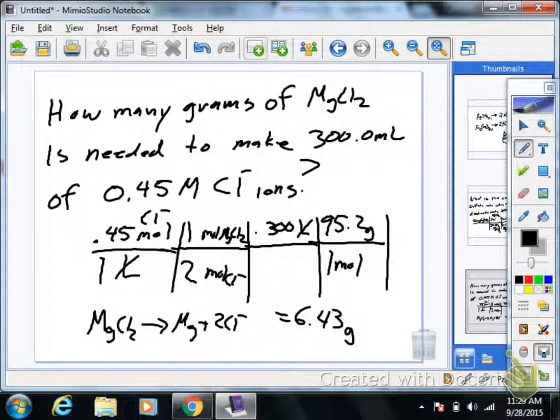You just mix it into water. What you do to mix this up right is you don't quite start with 300, you maybe start out with half that amount, so like 150. Then you put 6.43 grams in there, mix it all up so it's all dissolved, and then fill it up to the 300 milliliter mark. Because if I put in 300 milliliters of water, put in 6.43 grams and mix it up, my volume might be a little bit bigger than 300.